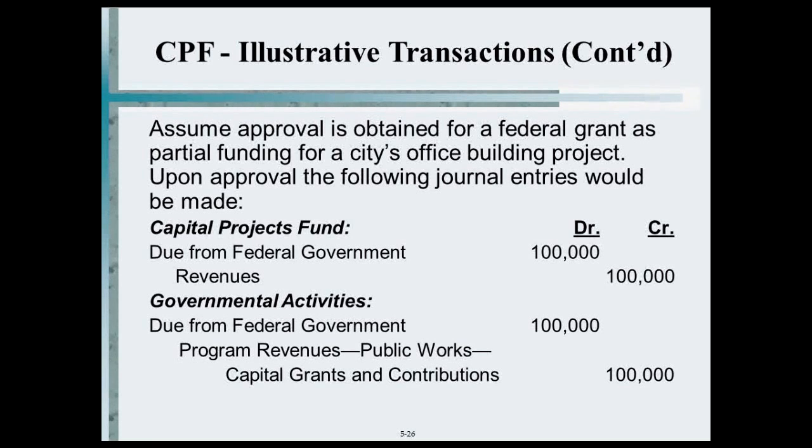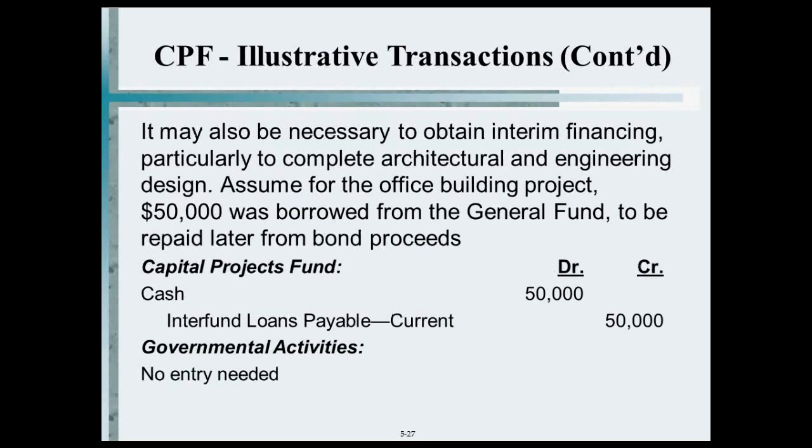Okay, now, what they're saying is you can use the money immediately. That's fine. Yeah, good question. There's no condition attached to it that you have to use it next year. All right, to get the capital project started, they're planning to issue bonds, but they've got to get this thing going. So the general fund says, we'll give you $50,000 to get things started. So it becomes what? Capital projects has cash and interfund loans payable current of $50,000.